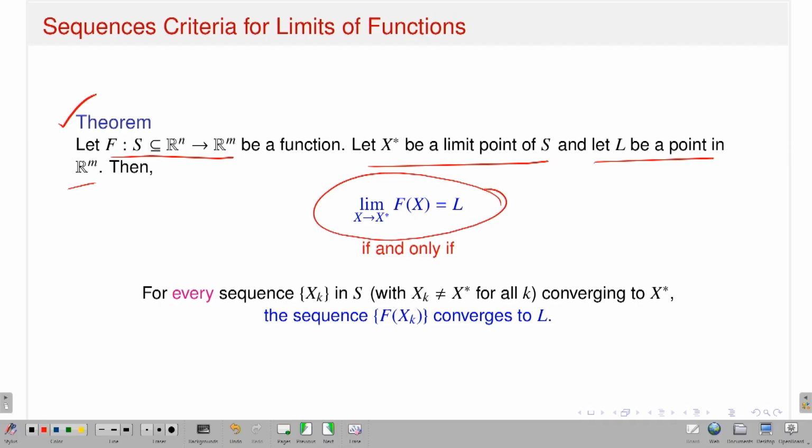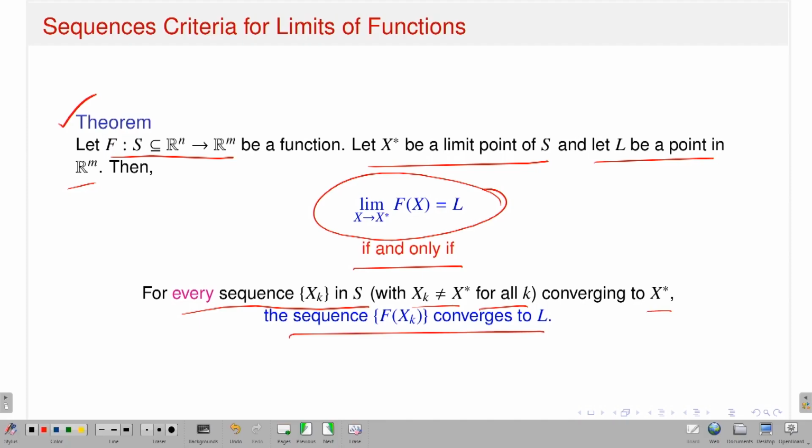That means the limit of the original function exists and its value is L if and only if for every sequence x_k in S, where you just note that x_k is not equal to x star for all k. I mean it should not be a sequence like x star, x star, x star. So if I have every sequence x_k converging to x star, then the corresponding sequence f of x_k should converge to L.